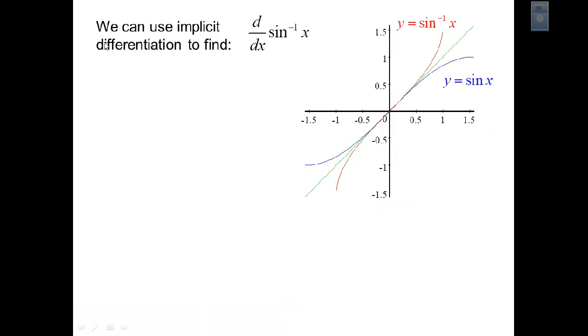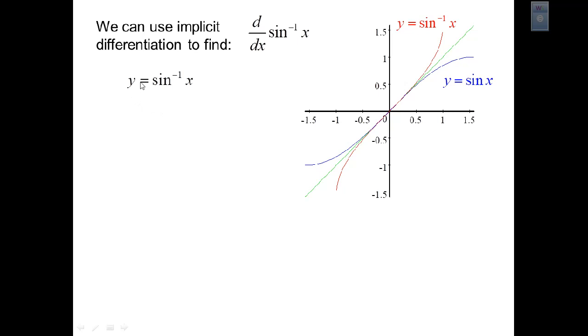Now, let's use implicit differentiation to find the derivative with respect to x of the inverse sine of x. Now remember, this is not 1 over sine. This is the inverse function of sine. Remember, this is what we use when we want to find the angle from a sine value. If we have a value like the square root of 3 over 2, we take the inverse sine of it. That tells us what angle that sine value applies to or is found at. So be careful and don't mistake this for 1 over sine. That's not what it is.